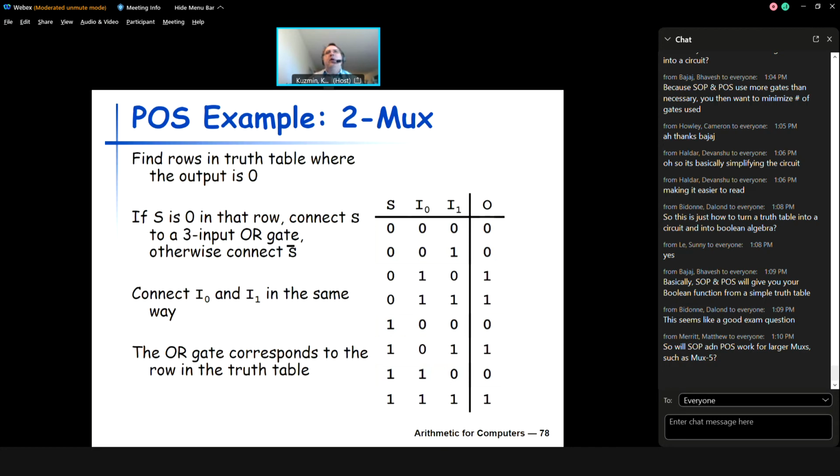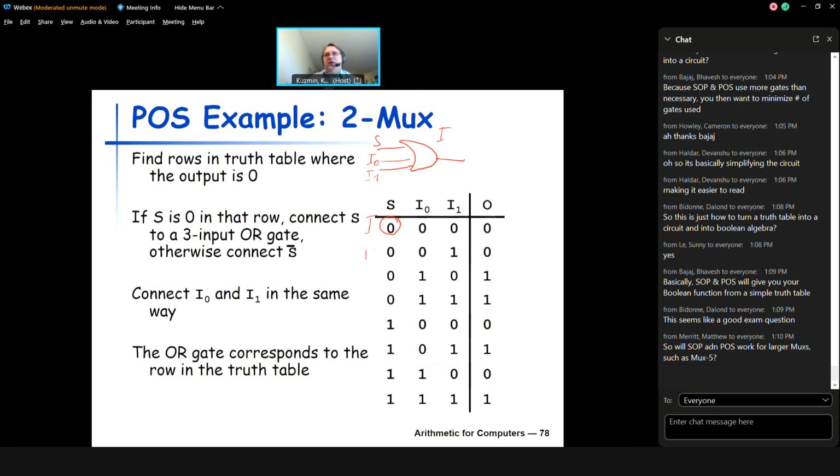And if an input is 0, we connect it straight to the OR gate. And if the input is 1, we negate it. Okay. So if we look at the first row, we have an OR gate, and we have 3 inputs. And if S is 0 in that row, connect S directly without negation. And same for I0 and I1. Okay. So that would be for this first row, Roman numeral 1.